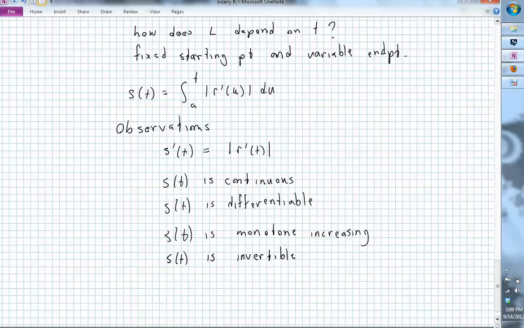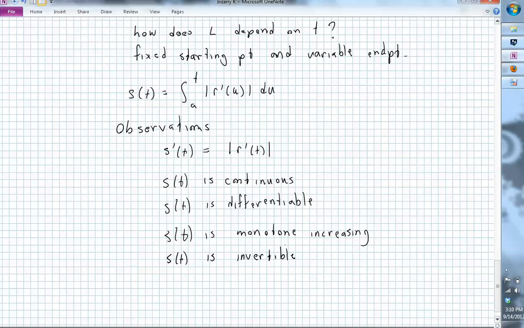For example, how do I know that S of t is increasing? You can't add negative length. S of t is the length of the... I agree with you, right? And so as I move out, how about a more mathy Calc 1 way of proving that to me? S prime is the magnitude of R prime, which is positive. Therefore, S prime is positive. Therefore, S is increasing. Yes? Pretty straightforward.